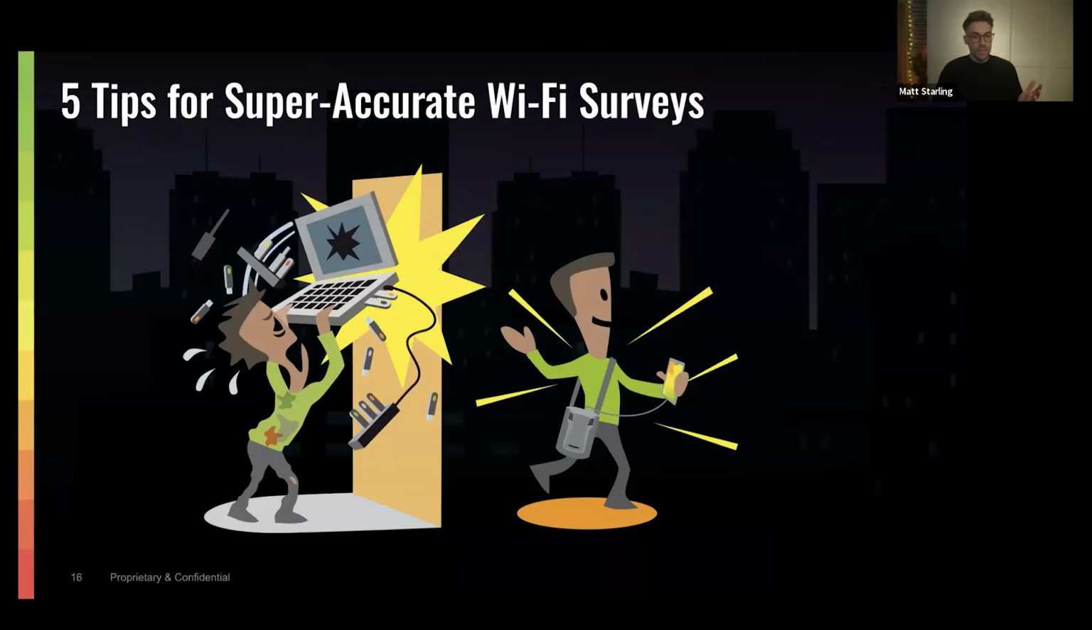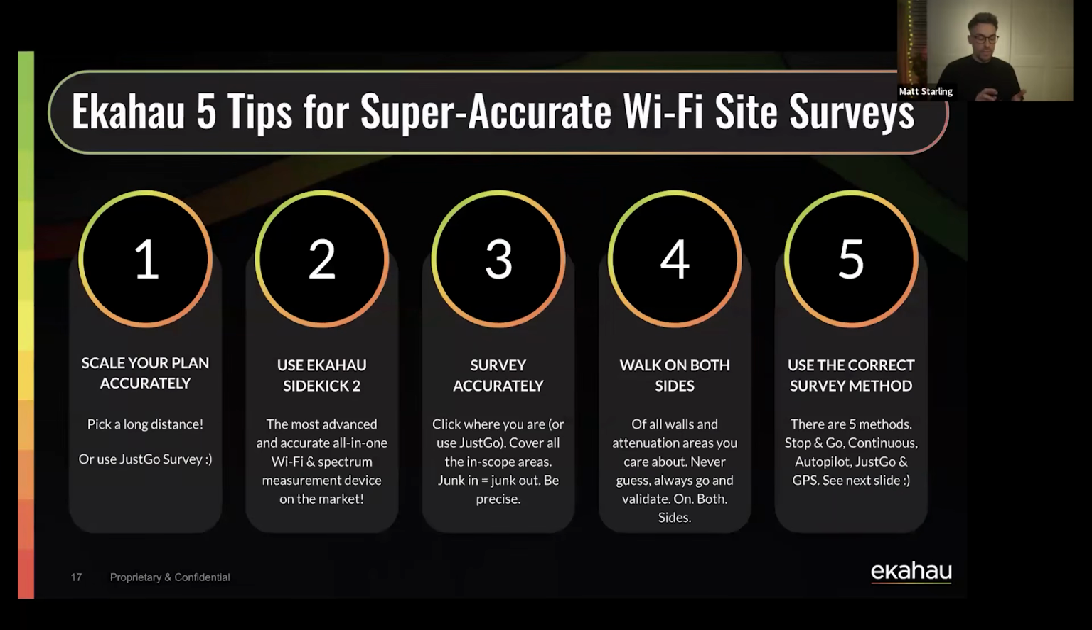Absolutely. So I just want to give you a few tips for helping you with accurate Wi-Fi site surveys. The first thing is making sure you've scaled your floor plan accurately. A lot of people do use a door for distance for scaling. Actually, it's better to use as long a distance as possible. Use a laser measure or some other method to accurately scale your floor plan. We highly recommend you use an Ekahau Sidekick 2 measurement device, because it is a calibrated device between devices.